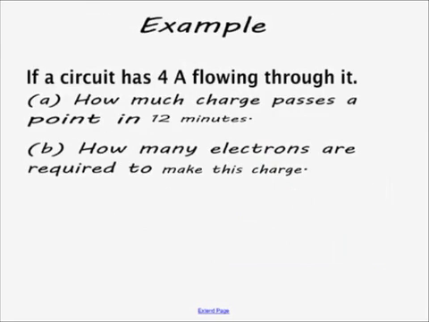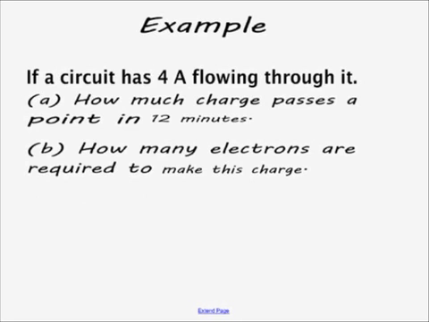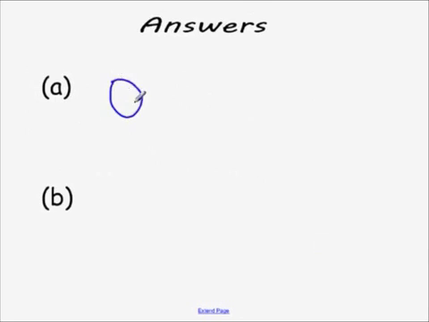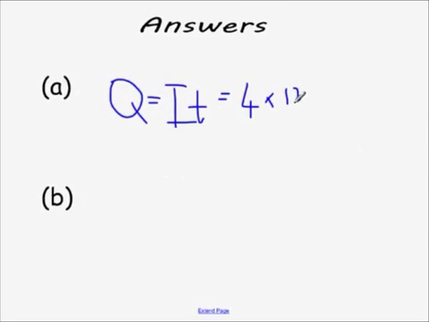Now, for example, if a circuit has 4 amps flowing through it, how much charge passes a point in 12 minutes? And for B, how many electrons are required to make this charge? So, answer for A, we're trying to find how much charge, so Q, passes a point in 12 minutes with 4 amps. So, Q equals IT. So, current is 4 amps multiplied by 12, and we want it in seconds, so we're going to multiply it by 60. Okay, you can go from there.